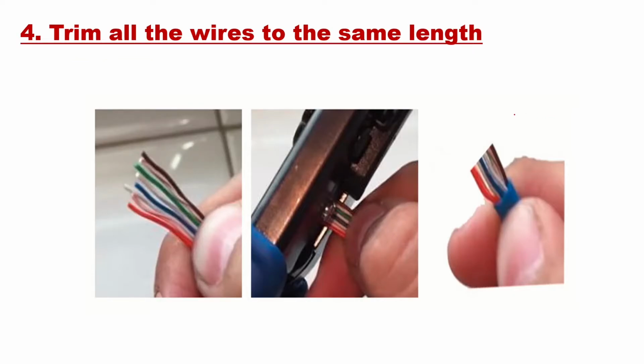Once you cut them, you can see in this cutting that one wire has come out a little longer. That should not happen. So trim them correctly so that they come to a proper length like this, all at an equal distance. When they're inserted into the RJ45 connector, they all go in with correct spacing and join the correct point inside. That is why we have to trim the wires to the same length.